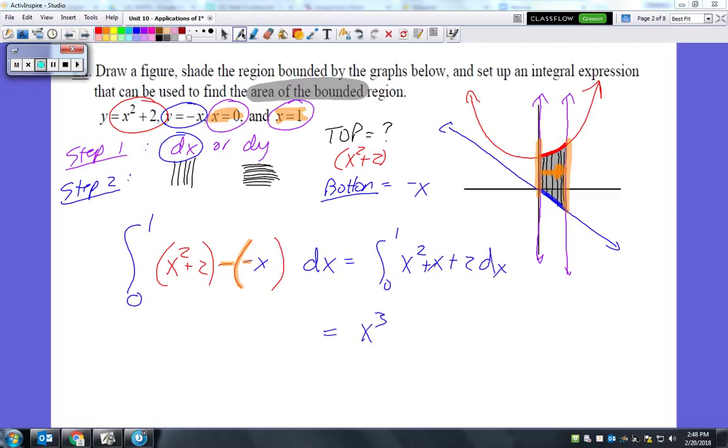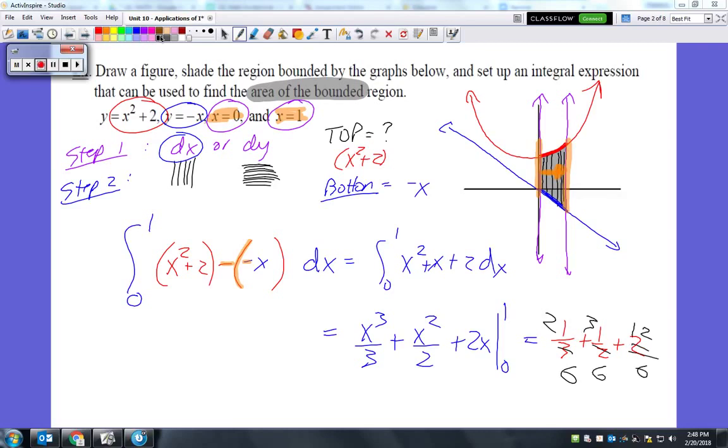The integral is x cubed over 3 plus x squared over 2, right? Plus 2x, all evaluated from 0 to 1. And if you plug all that in, you know the zeros are going to cancel out. And I get 1/3 plus 1/2 plus 2, which with a common denominator of 6 would change this to 2/6, 3/6, and 12/6. So 17/6 units squared would be the area that we just solved for.